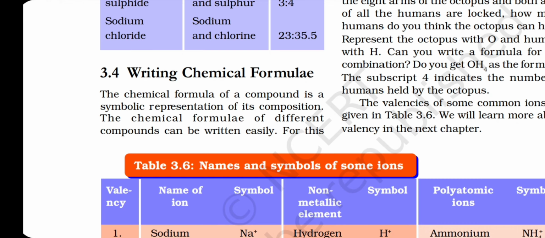Writing chemical formula. The chemical formula of a compound is the symbolic representation of its composition. The chemical formula of different compounds can be written easily.